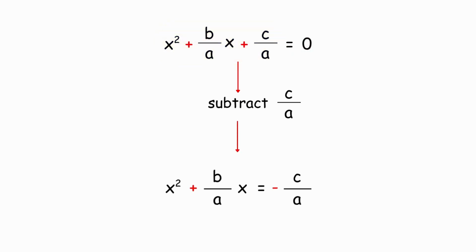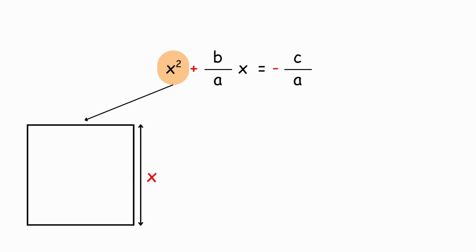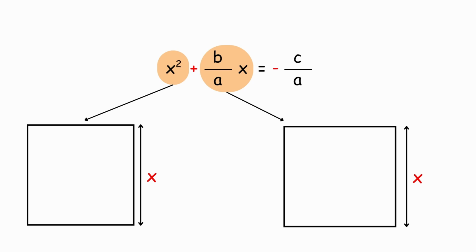This gives us x squared plus b over ax equals negative c over a. Now we'll represent the left-hand side as an area, like before. For x squared, we draw a square with side length x. For b over ax, we draw a rectangle with height x and width b over a. We then vertically cut the rectangle in half.